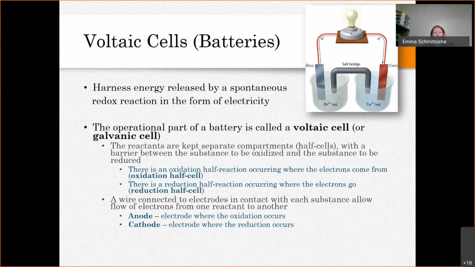So that will allow us then, that flow of electrons through the wire, we can harness the energy from that flow of electrons, okay? So that's what a voltaic cell or a battery does.